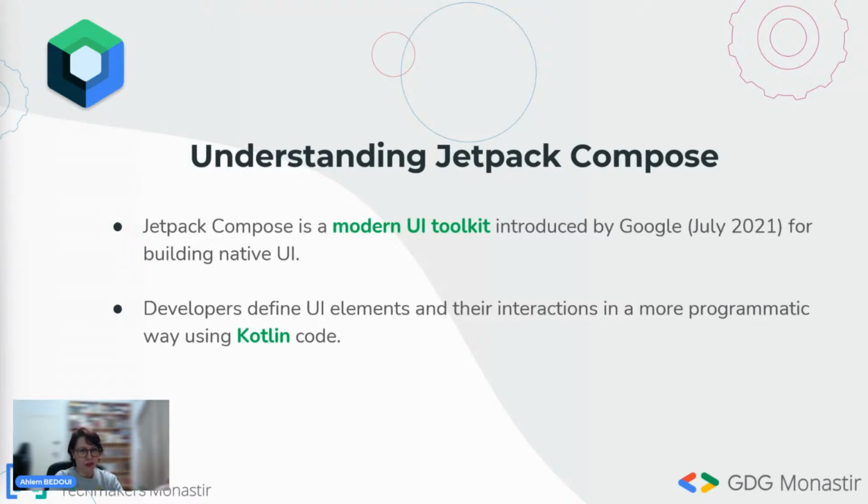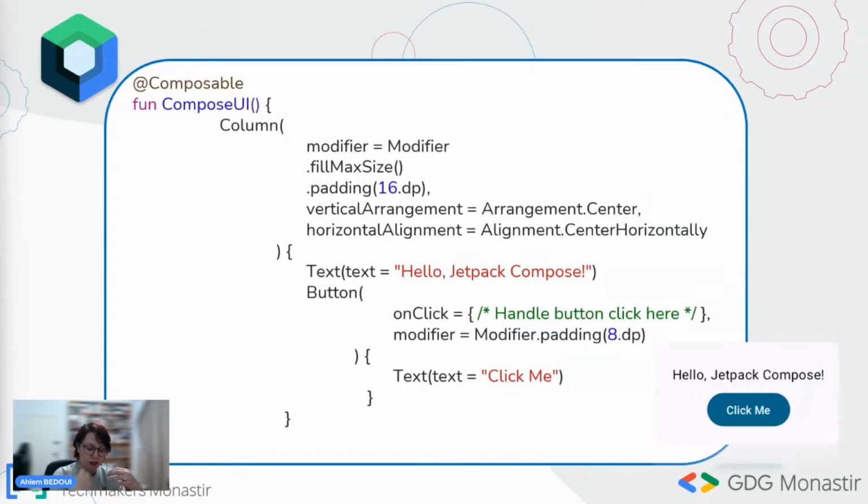So the difference is between having two files, one dedicated for the UI and another one dedicated for the interaction. Here we have only one file. Let's give an example like we did with XML.